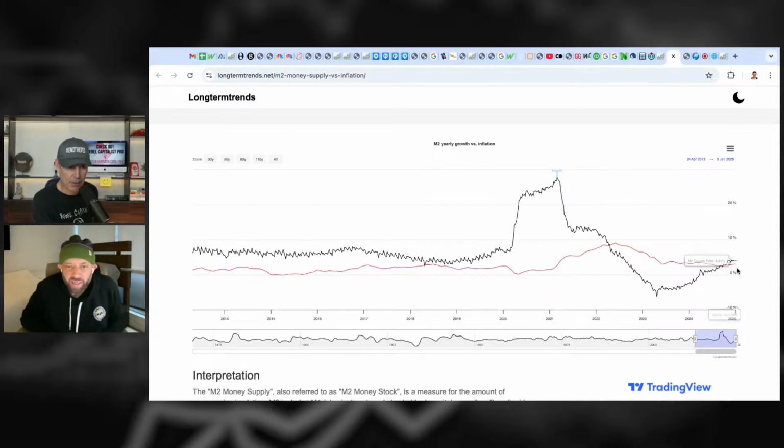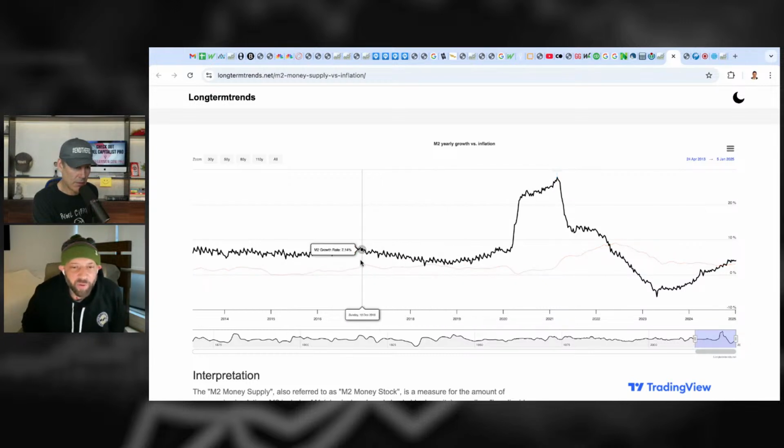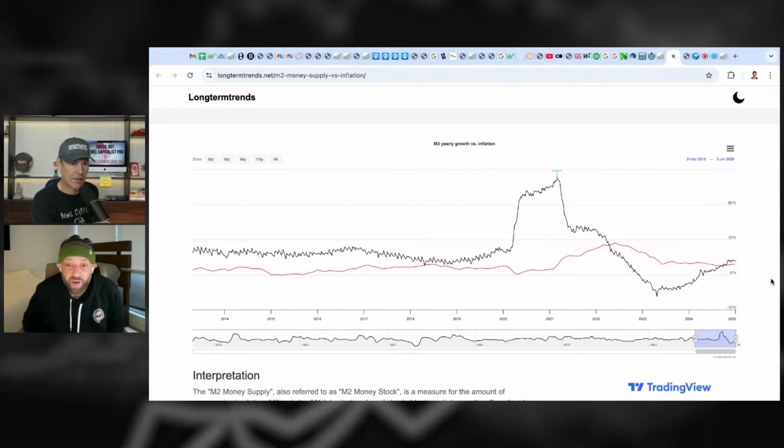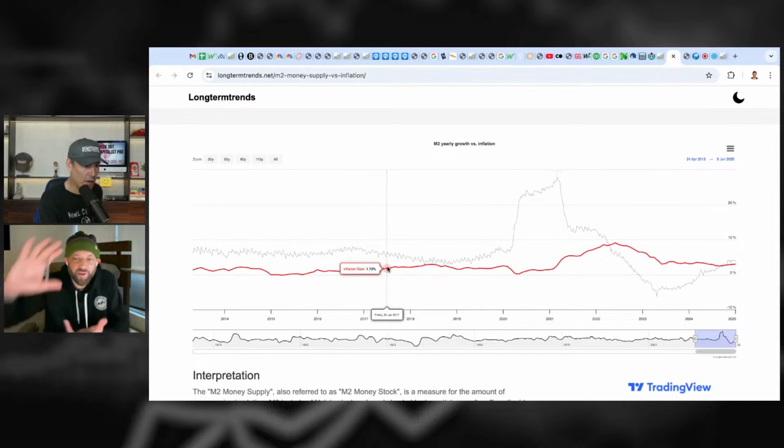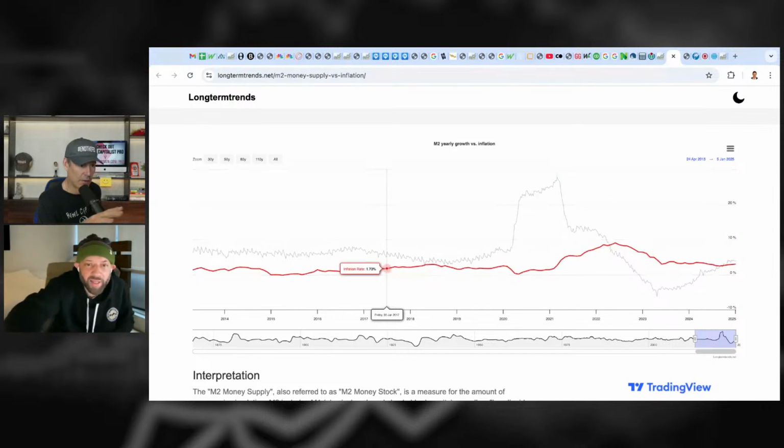Look at that line. Just look at that line going back to like 2014 and think to yourself, that line has been everywhere but 2%. I mean, it's hilarious. But right here, to your point, it was almost at 0%. And look, I want to point out to people, because the scale's messed up, right, if you could take the M2 line out of there. Here we go. Now it's easier to see right here.